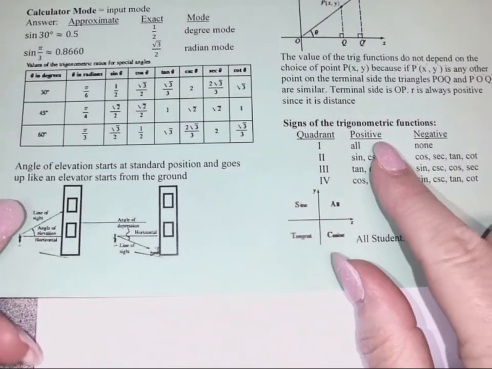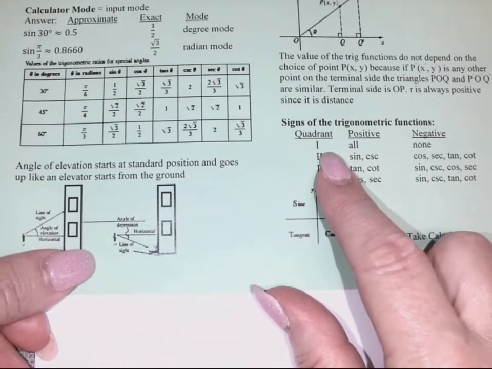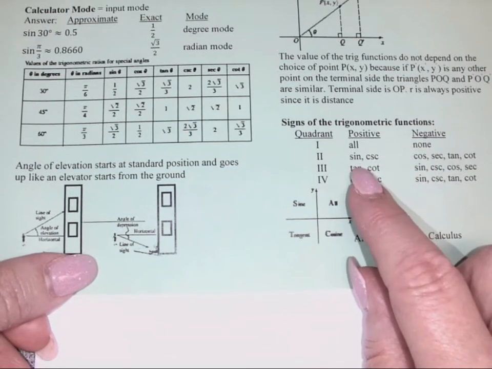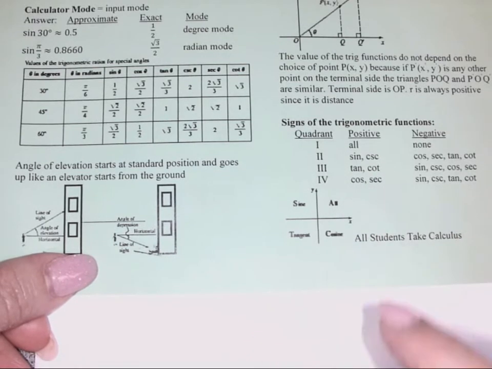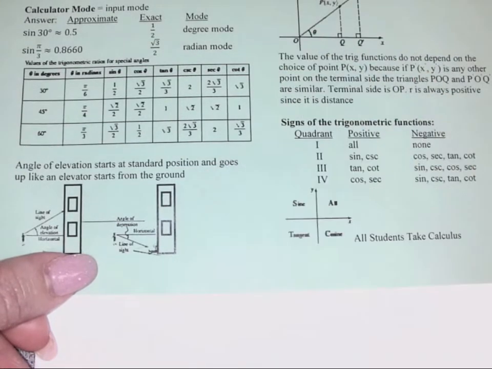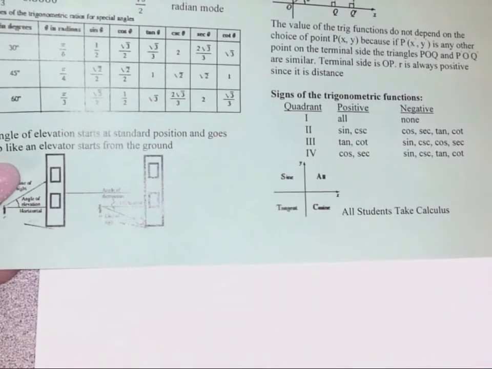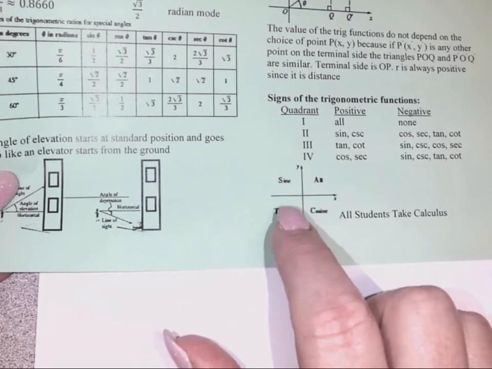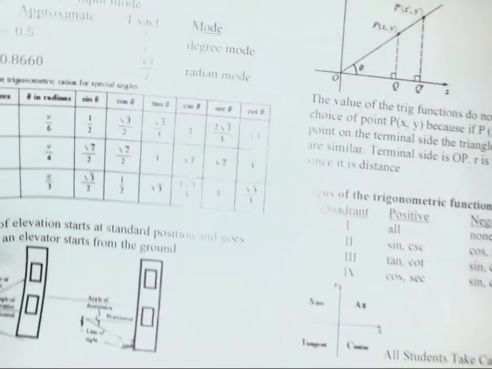So remembering the signs of our trig functions, this is stuff you need to know. We've talked about this before: in quadrant 1, everything is positive. Quadrant 2, sine and cosecant will be positive. Quadrant 3, it'll be tangent and cotangent. And quadrant 4, cosine and secant will be positive. It's because of the x and y values. And we talked about "All Students Take Calculus" to remember that. So this would be all, sine, tangent, and cosine. And then, of course, the reciprocal identities go with them.